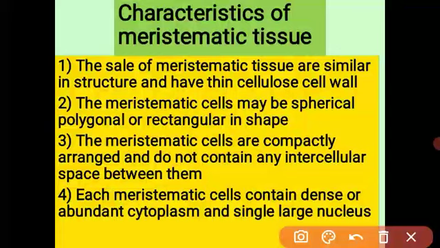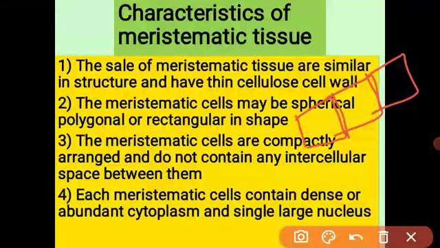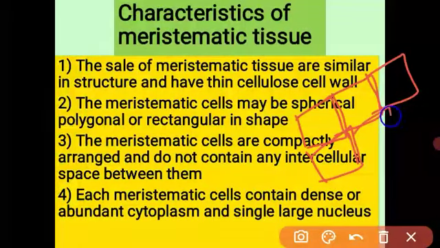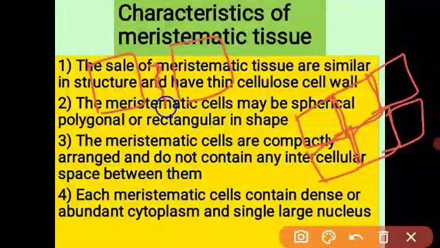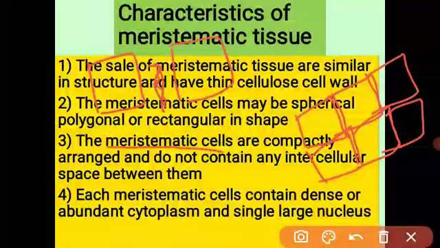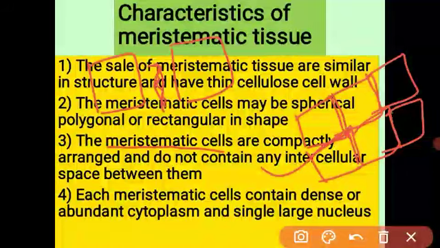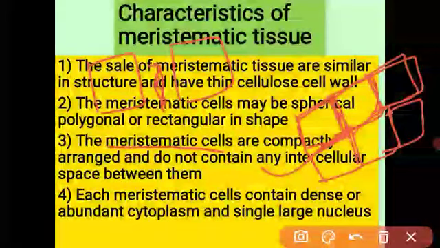Let us see. I told you tissue means a bunch of cells, and the meristematic tissue are like that, means they are compact to each other. There is no intercellular space. Intercellular space means what? There are two cells, and in between the two cells there is a space. This space is called the intercellular space. But in the meristematic cells, they are compactly arranged like that. There is no intercellular space in between the two cells. Got it? Each meristematic cell is one cell, another cell, and they are compact to each other.